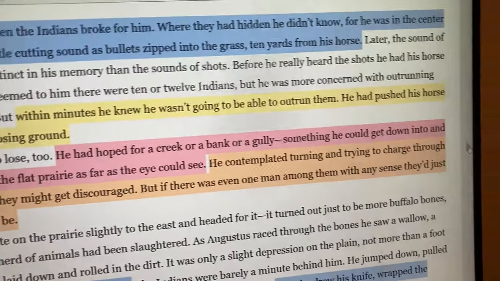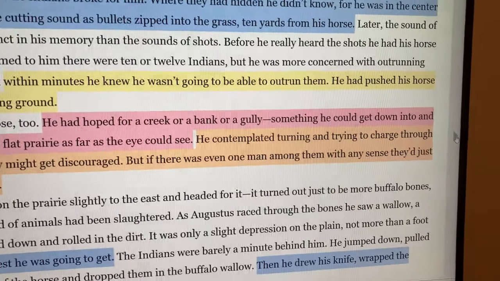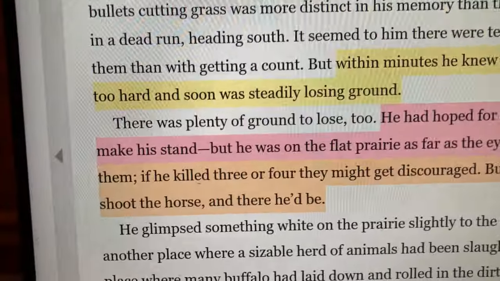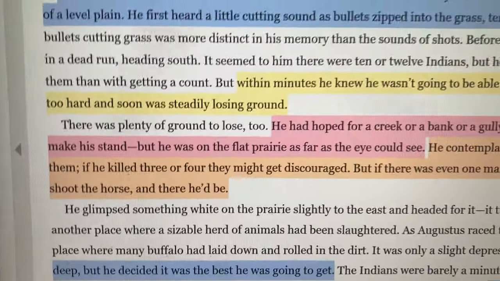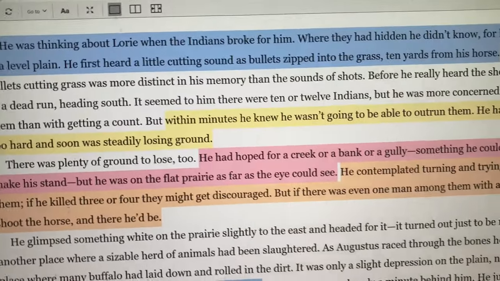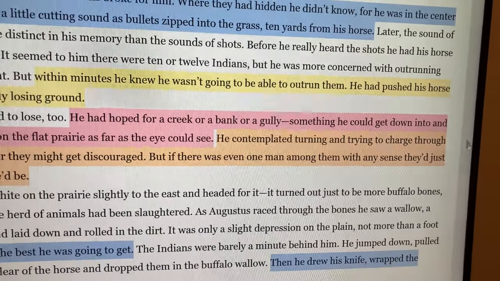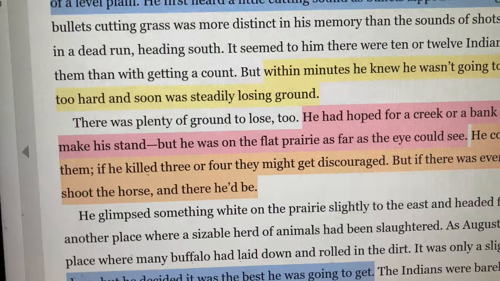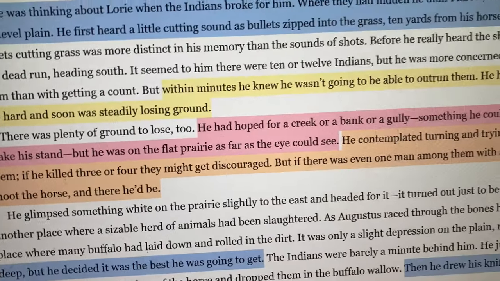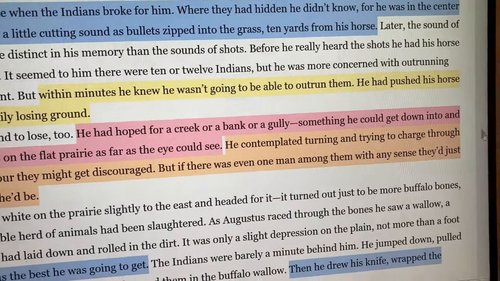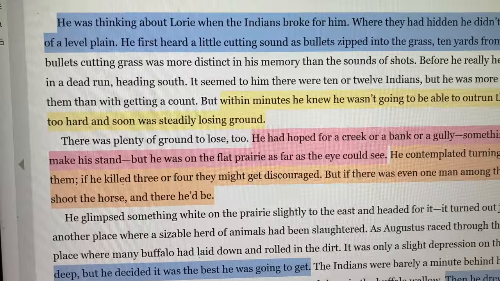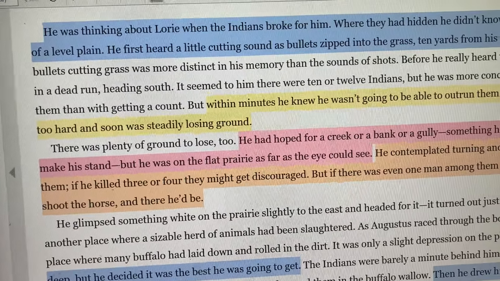He'd hoped for a creek or bank or gully, something he could get down to and make his stand. But he was on a flat prairie as far as the eye could see. He contemplated turning and trying to charge through them. If he killed three or four, they might get discouraged. But if there was even one man among them with any sense, they'd just shoot the horse, and there he'd be.